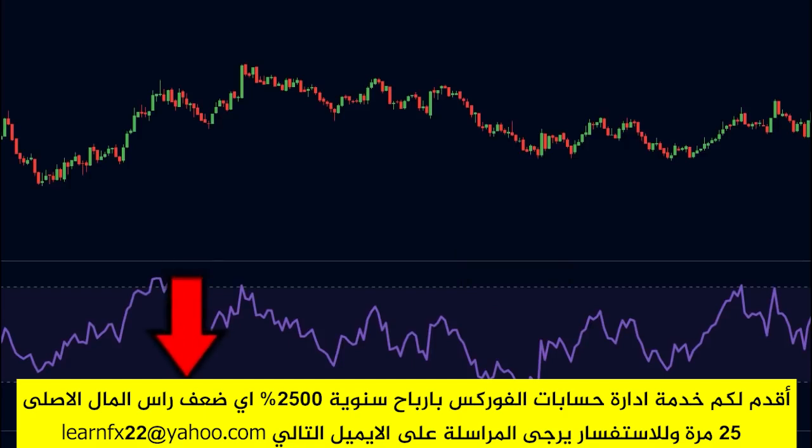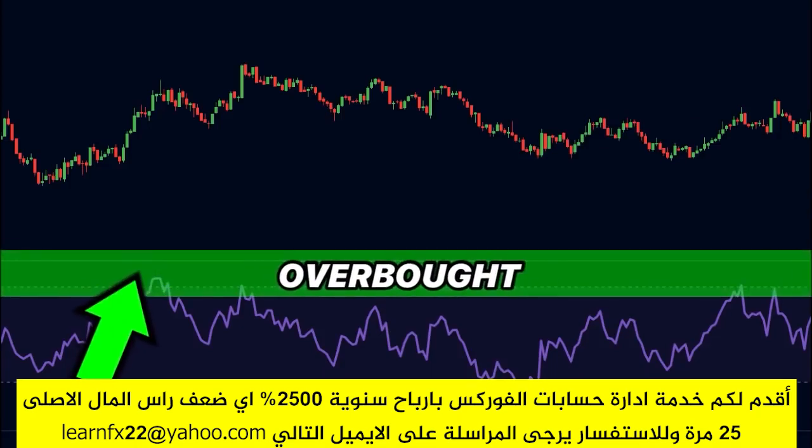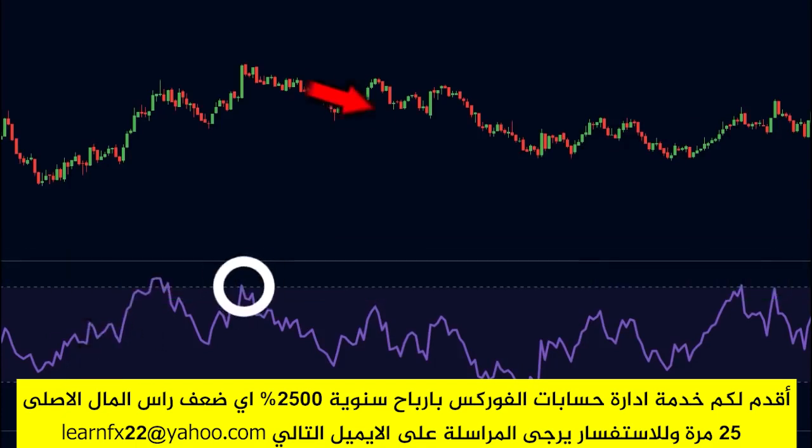When the value of the RSI falls below 30, it is said to be in an oversold region. Therefore, we can expect the price to make an up move. On the other hand, if the RSI goes above 70, it is said to be in an overbought region. Hence, we can expect the price to make a down move.